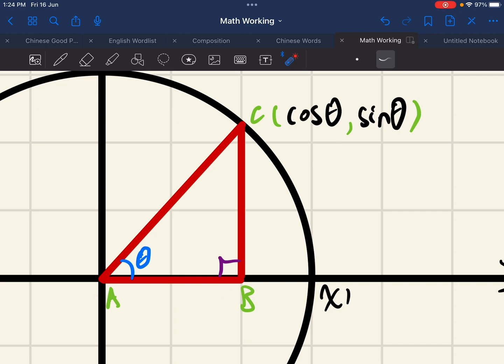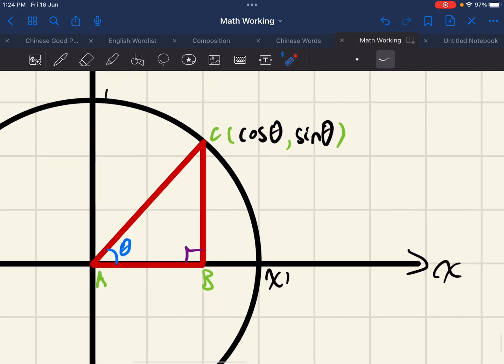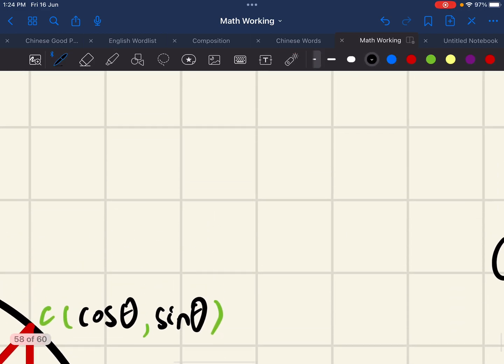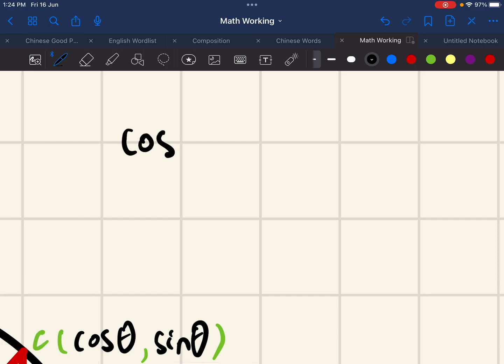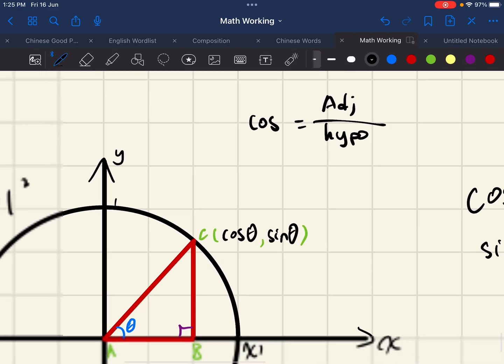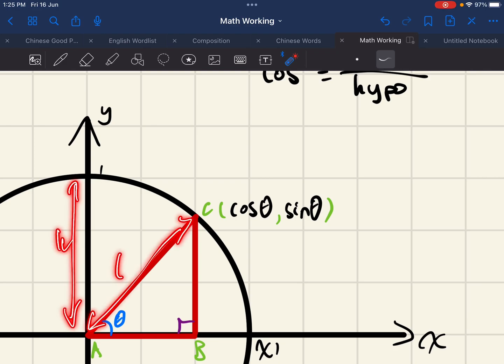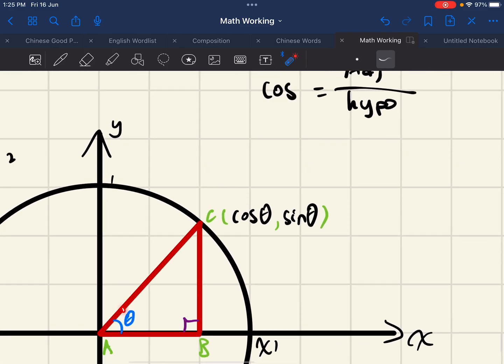So in order to find the length of AB, what formula will I use? I will use cosine, because why? Remember, as we've learned the basics of cosine, cosine equals adjacent over hypotenuse, right? So in this case, no matter what, my hypotenuse is 1, because remember this radius is 1 unit, and this would be 1 unit because it's the radius. This is a property of a circle. So I will have cosine theta give AB.